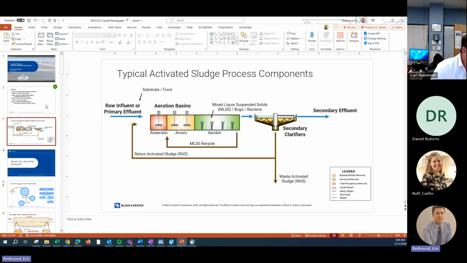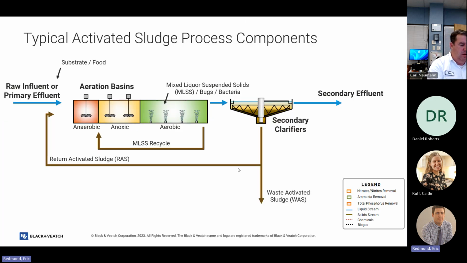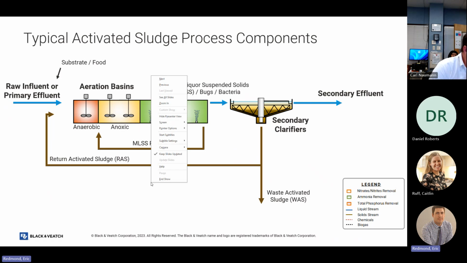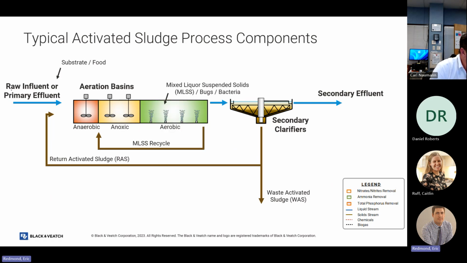As we go through and look at typical activated sludge process components, what we've been really focusing on the past few sessions is the mass balance around this activated sludge system. We started talking about the raw influent or primary effluent, whatever's feeding your system, and focused a lot on that substrate or food coming into the system. Thinking about that mass balance: how does it transform as it goes through the system, and how do we get to our effluent?